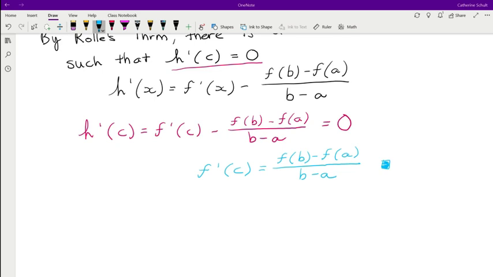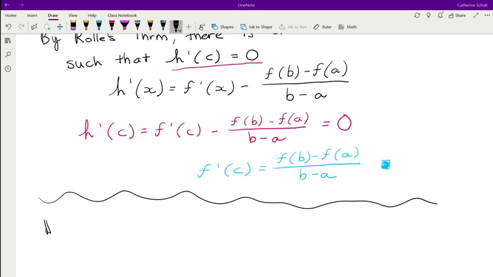Okay, so let's see how we're going to use the mean value theorem. We're going over to number 12 in our homework set. In number 12, we're going to verify that the function satisfies the hypotheses of the mean value theorem on the given interval. Then we're going to find all numbers C that satisfy the conclusion of the mean value theorem.